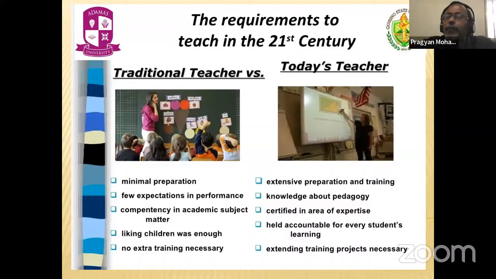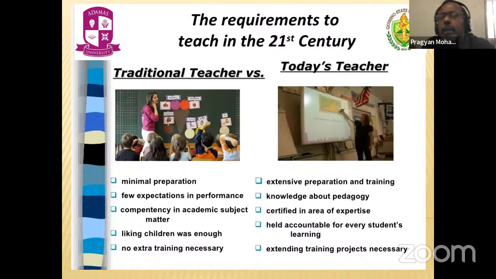So these are the different stages that are to be followed. The teacher must have knowledge of all the stages that are to be followed to make a student understand a particular topic in a total, all-round perspective. So that is the second point. And the third point: the teacher must be certified in the area of expertise.